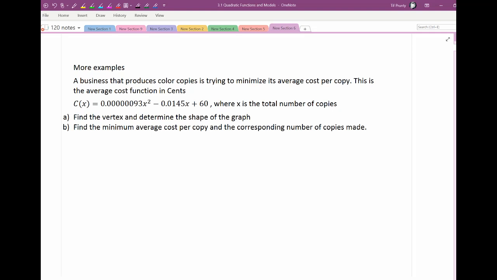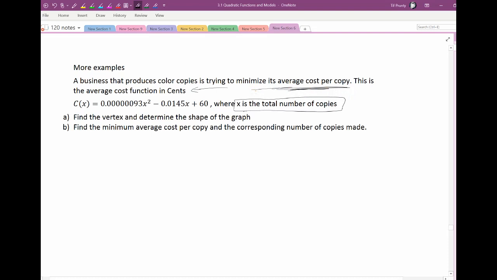and is trying to minimize the average cost per copy. Alright, so the average cost function in cents was given by that equation with that really big number out front, x squared, the other fraction, 0.0145x, plus 60, where x is the total number of copies. Okay, find the vertex, determine the shape of the graph, find the minimum average cost per copy, which is what the equation gives us. It gives us the average cost per copy we want to minimize.